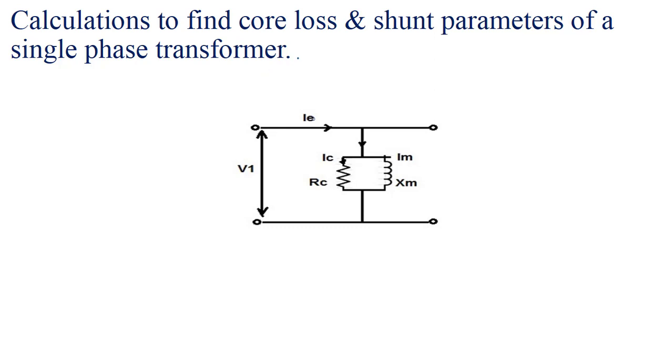Here is the calculation to find the core loss and shunt parameters of a single phase transformer. As I have already discussed, the high voltage side will remain open circuited, and on the low voltage side we have to connect one wattmeter. This is the current coil. We know that the current coil has fewer turns, and there is one more, the pressure coil, having a large number of turns compared to the current coil. This is the wattmeter that I have connected to measure the core losses in this circuit. Let us assume this is W, which is nothing but the wattmeter.